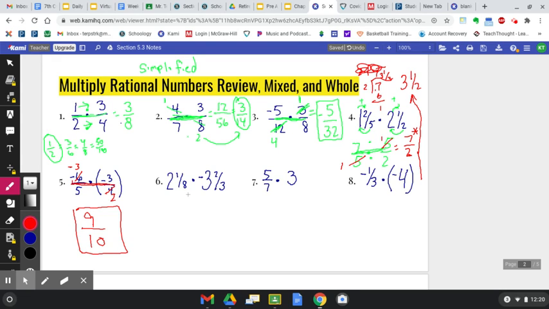See if you can do number 6. Change that into improper fractions and then multiply. So pause the video here and then come back and see how you did.